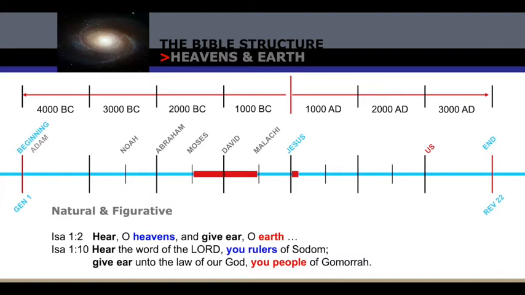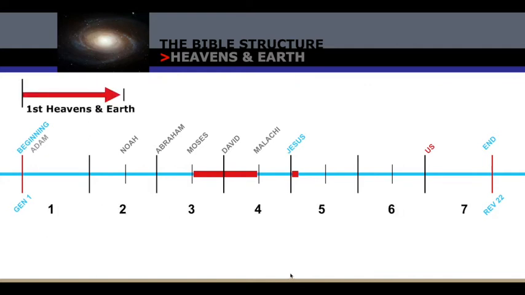Now this is important to understand, that sometimes language is figurative. And in this particular case, the heavens represent the rulers of Sodom, and the earth represents the people of Gomorrah. And I've highlighted it for you in red down here. Heavens represent rulers, earth represents people. So, we have the first heavens and first earth, which is recorded from Adam to Noah.